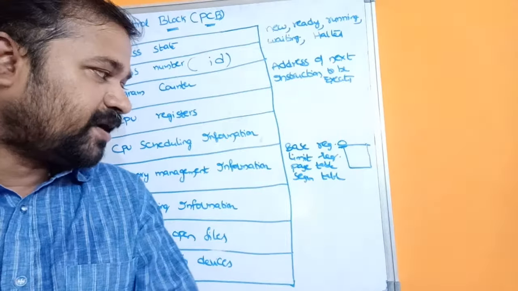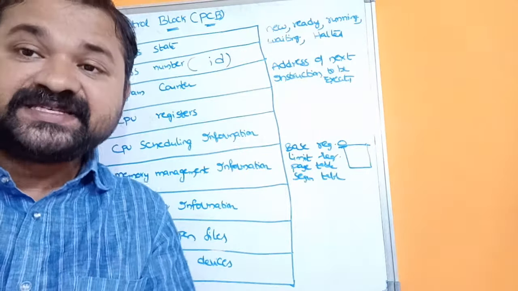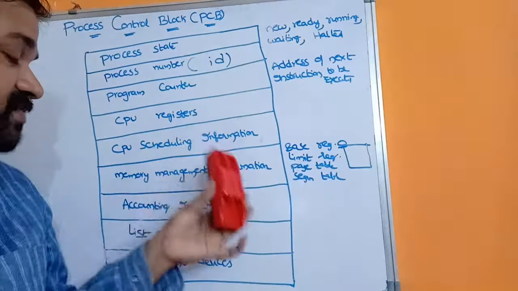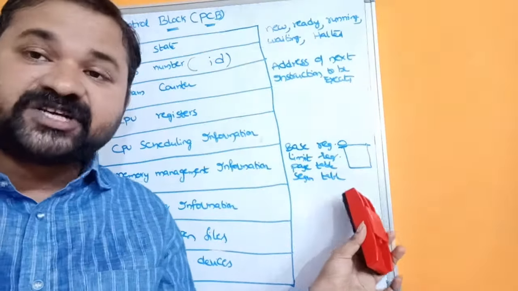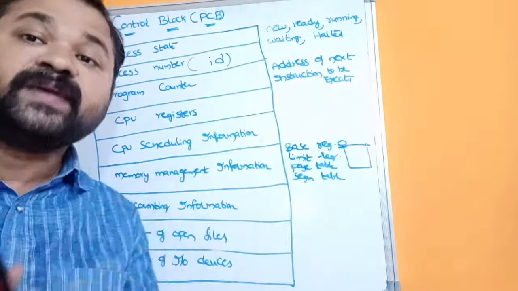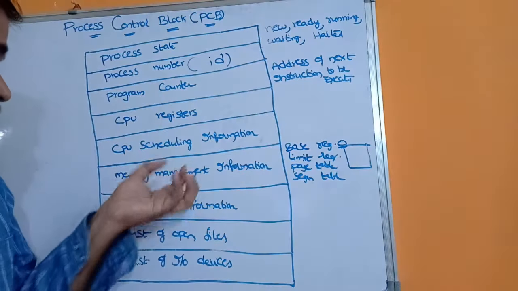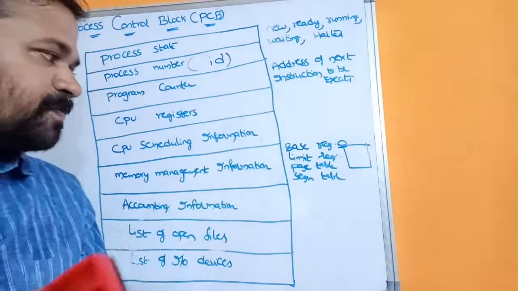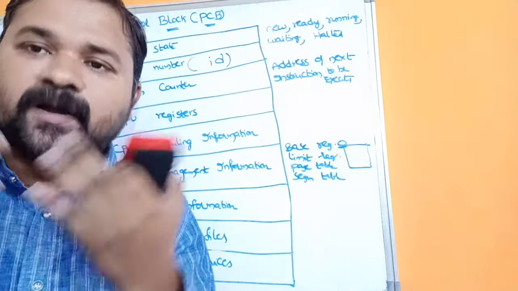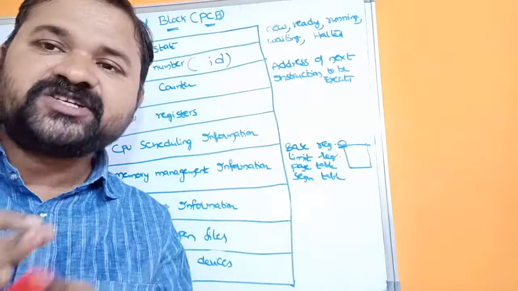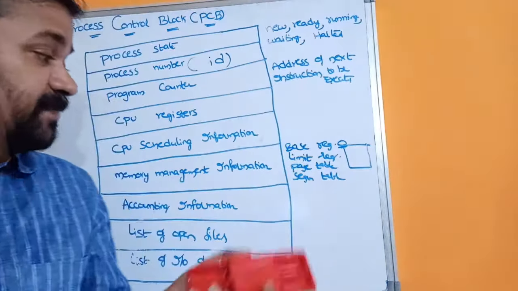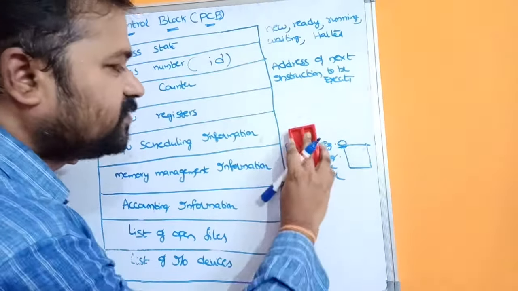Next, page table. Okay, in order to maintain paging, we need to maintain a page table. So that information will also be maintained here. Next, segmentation table. That information will also be maintained here. Okay, so that is about memory management information. It contains information about the base register, limit register, page table information, segmentation table information, some pointer to the page table, pointer to the segmentation table. So all those fields will be stored here.